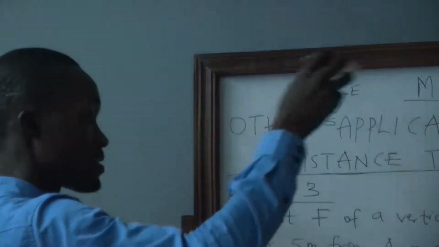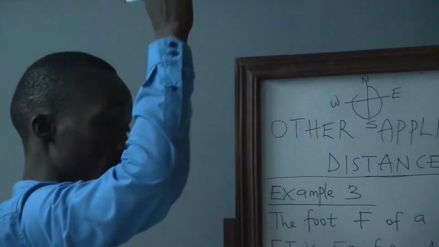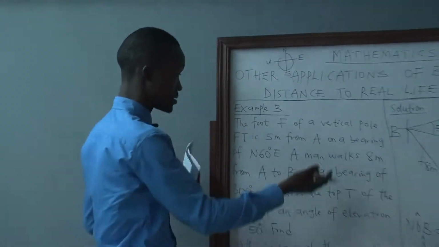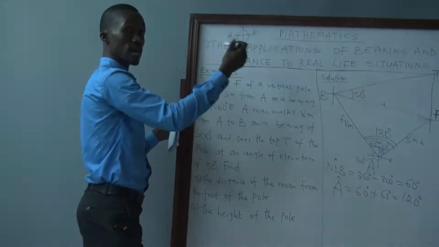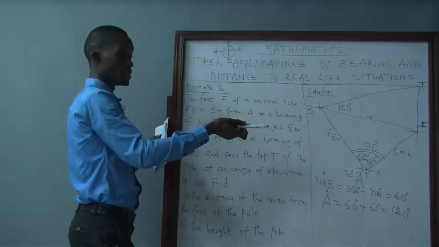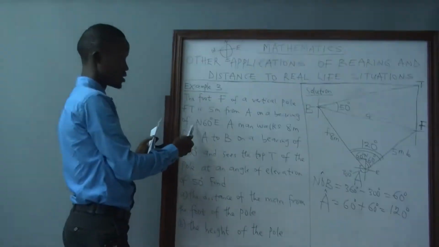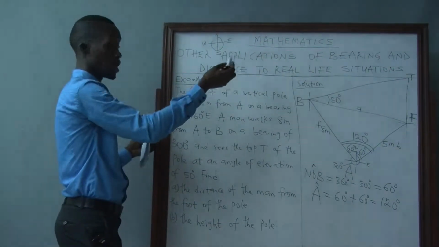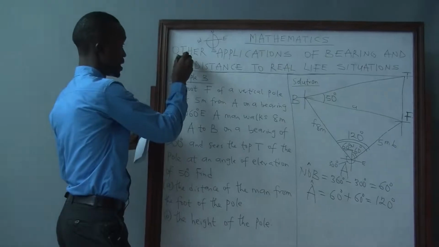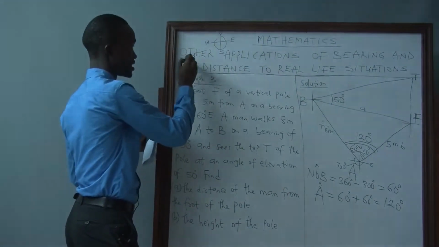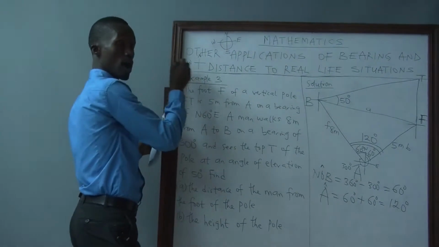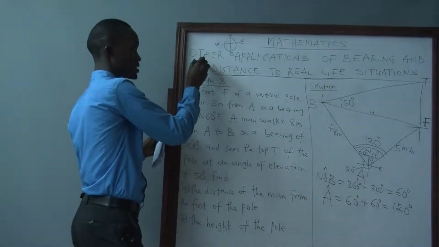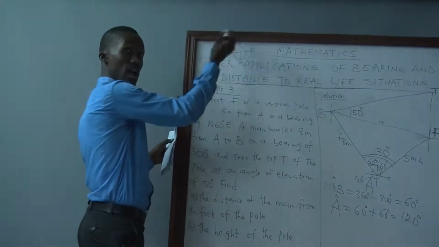But the other type of bearing, as I've said earlier in our previous lessons, is the compass bearing. Compass bearing at times will be clockwise, and at times it will be anti-clockwise, depending on the combination of the directions that we have. If you have something like northwest, maybe north 50 degrees west, it will be taken from the north pole as if we are moving towards the western part like this.